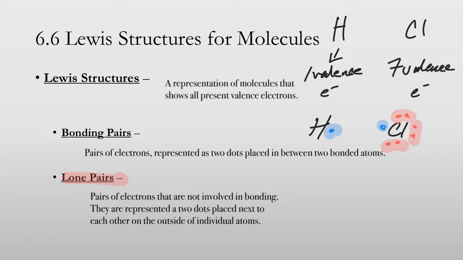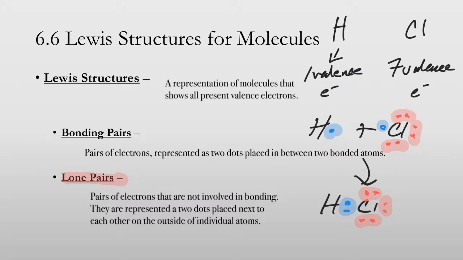So those are going to come together and react to form HCl like this. This is technically a crude Lewis structure. No one does this with the dots, honestly, but you could have it like that.